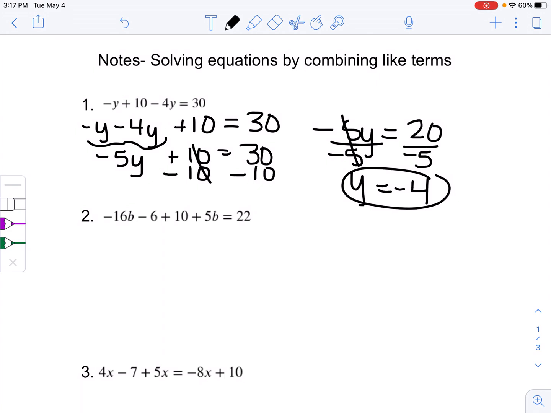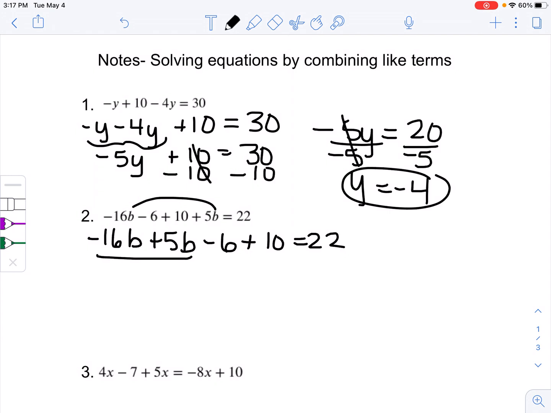Okay, number 2, I'm going to regroup this, so it's negative 16b plus 5b. So I'm going to regroup the b's together, and then I have minus 6 plus 10 equals 22. So grouping like terms together, negative 16b plus 5b is negative 11b, and then negative 6 plus 10 would be positive 4 equals 22.